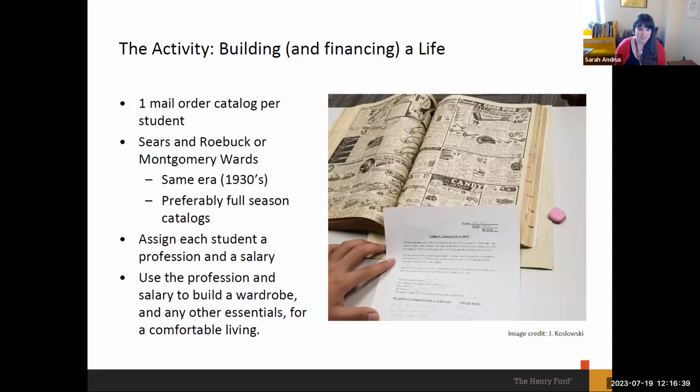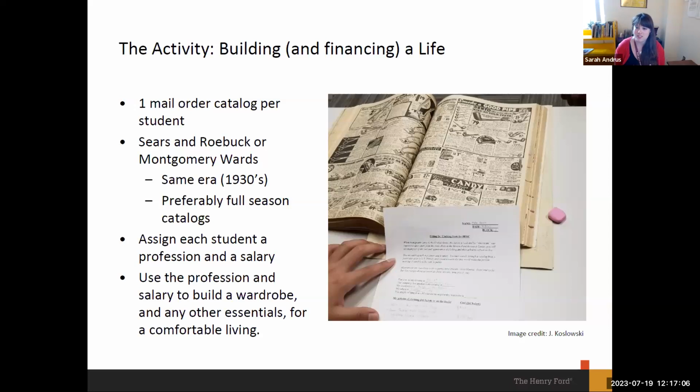So after they've randomly selected, each student sits down in front of a catalog. And then they begin a process of putting together a wardrobe, building things that they would need to kind of live their life. Everything from undergarments to socks, shoes, hats, parasols, glasses. We always get one student that asks if they can buy a very large diamond. We always tell them we are not their financial literacy course.